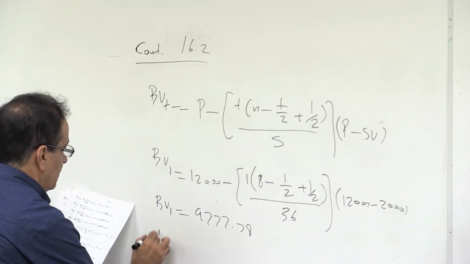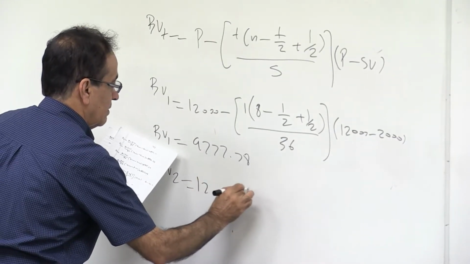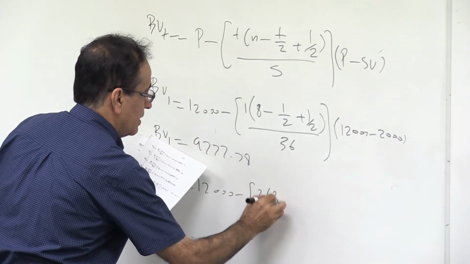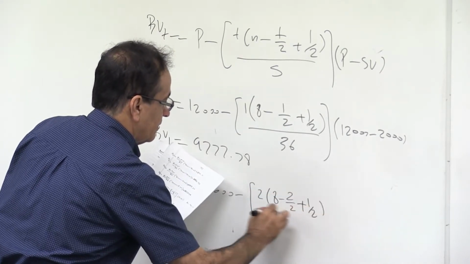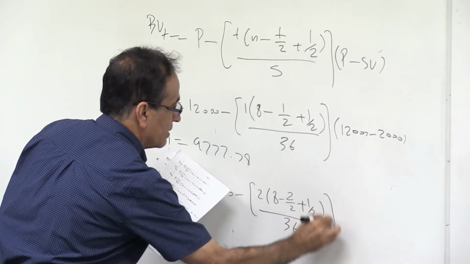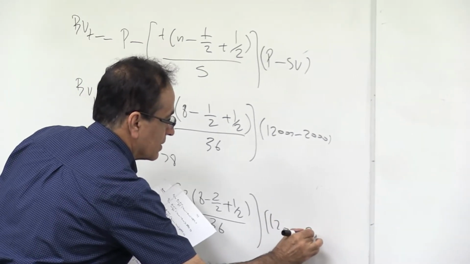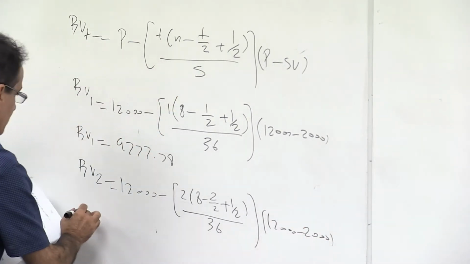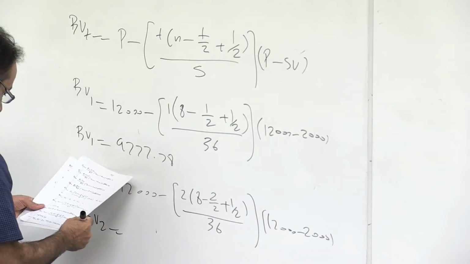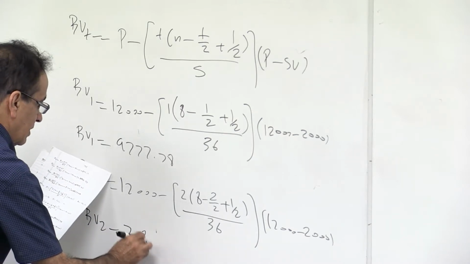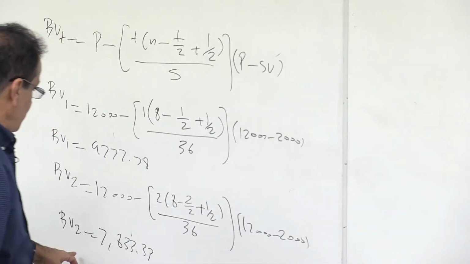And I'm going to do one more year. For year 2, it's going to be 12,000 minus 2 times 8 minus 2 divided by 2 plus 1/2 divided by 36, times 12,000 minus 2,000. So the book value for year 2 is going to be equal to $7,833.33.